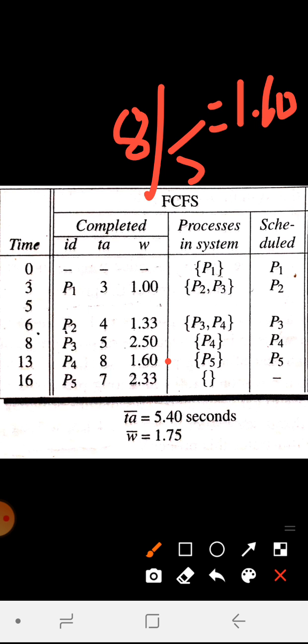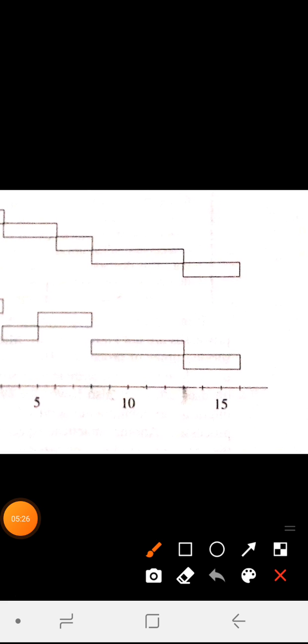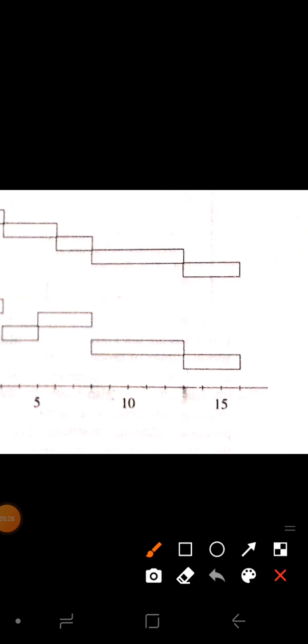And lastly, we have process P5. This process P5 arrived at 9, but it will start its execution after P4 is completed. P4 is getting completed at 13. From 13 it takes 3 time units to get completed. Therefore, it starts its processing at 13 and ends at 16, but it arrived at 9.